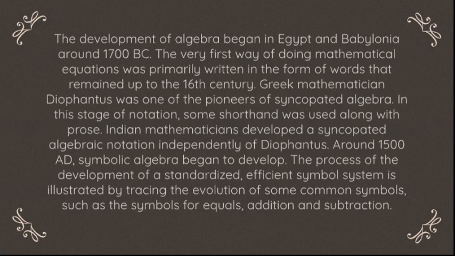In this stage of notation, some shorthand was used along with prose. Indian mathematicians developed a syncopated algebraic notation independently of Diophantus. Around 1500 AD, symbolic algebra began to develop. The process of the development of a standardized, efficient symbol system is illustrated by tracing the evolution of some common symbols, such as the symbols for equals, addition, and subtraction.